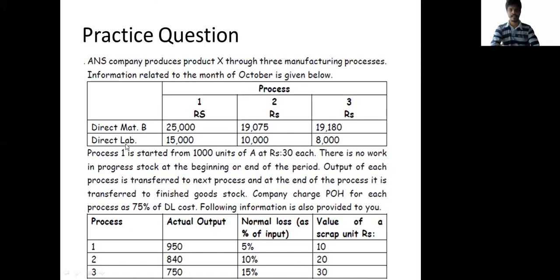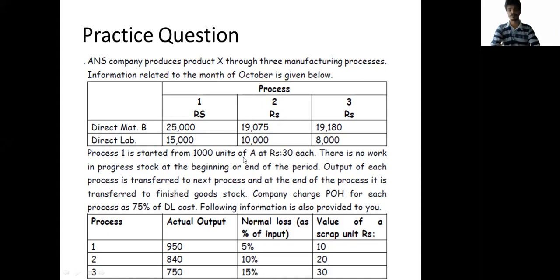Then direct labor 15,000, 10,000, 8,000. That means they go through three processes. Process 1 is started from 1,000 units of A. Again, process 1 is like the main material, material A. This process starts with 1000 units of material A. In addition, material B is added in every process in these quantities. The cost of those units is given. So material A is what converts into our main input.